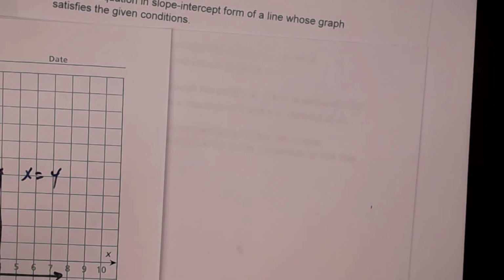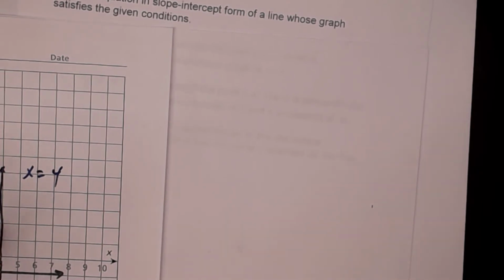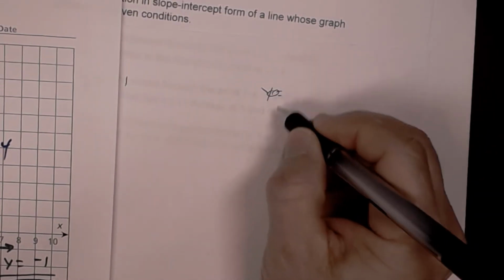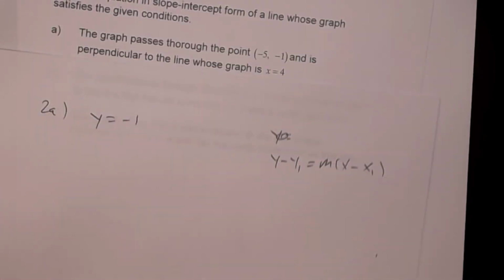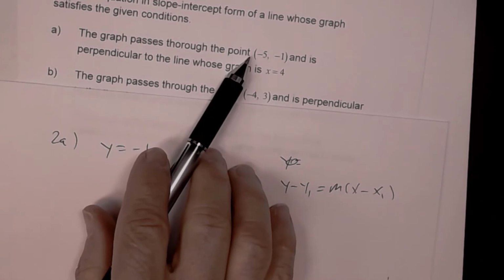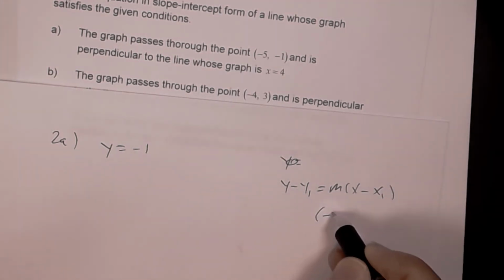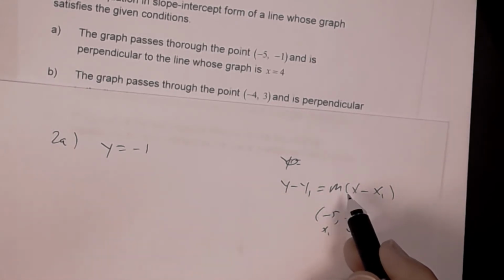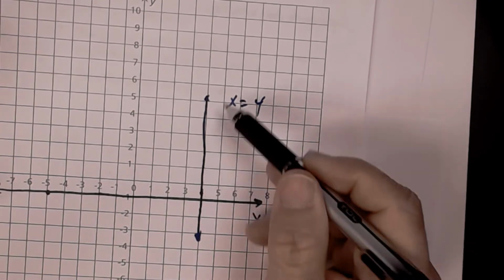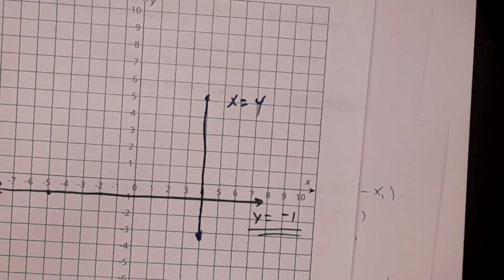I want you to make sure you understand this. I couldn't go directly to point-slope form, although in the end I could. So listen carefully. y minus y1 equals the slope times x minus x1, right? Okay. So I'm trying to find the equation of the line that goes through this point, -5, -1. So x1, y1. All I need to do is find the slope. All right, but be careful. So you may say, well, the slope of the vertical line is undefined.